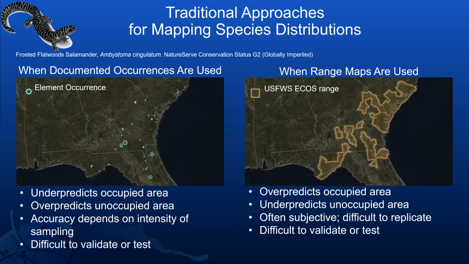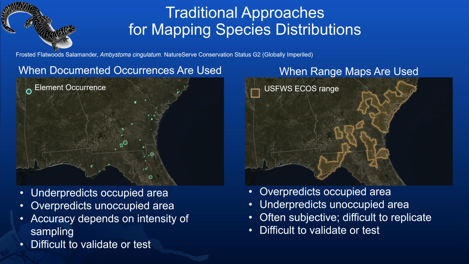Traditionally, we've taken one of two approaches for species spatial data inputs. On the left, we've mapped confirmed occurrences of an imperiled species. Here it's the frosted flatwood salamander, documented from fieldwork by qualified biologists, such as those from the Natural Heritage Network. Although these are the highest confidence records of where this species occurs, we know they're an underrepresentation. We rarely have the opportunity or the resources to conduct comprehensive field surveys.